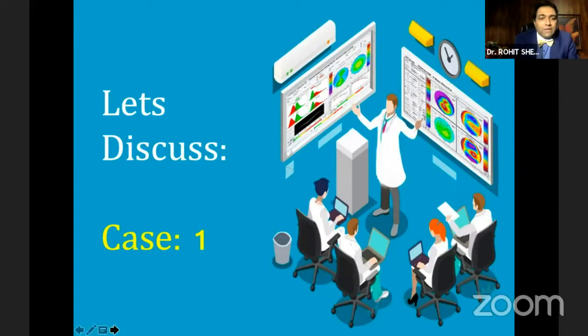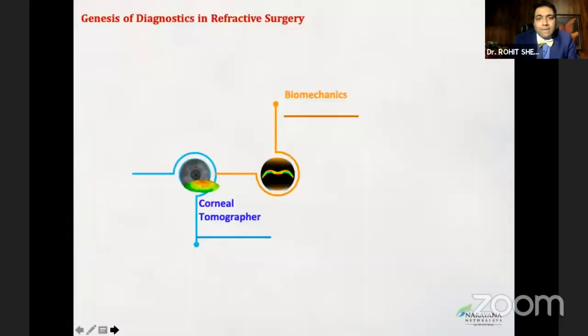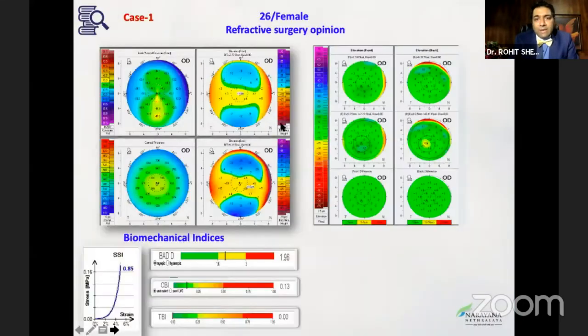I have some four cases. If time permits, I'll present all of them. Case 1, the corneal topography and biomechanics. Look at this. There is an inferior steepening. Most of it is clear. The BAD-D is yellow. The CBI and the TBI, which are supposed to tell you if it's a suspicion, are completely normal. And your SSI, like I said, is closer to 1, it's decent.